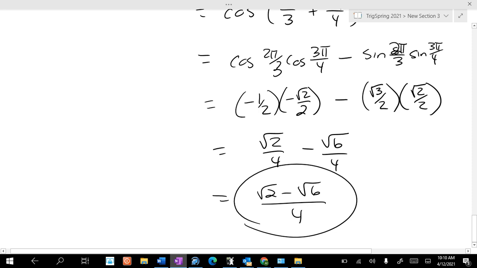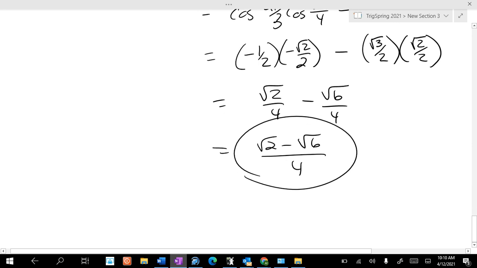Your assignment is 3 through 25, the odds, on page 179.